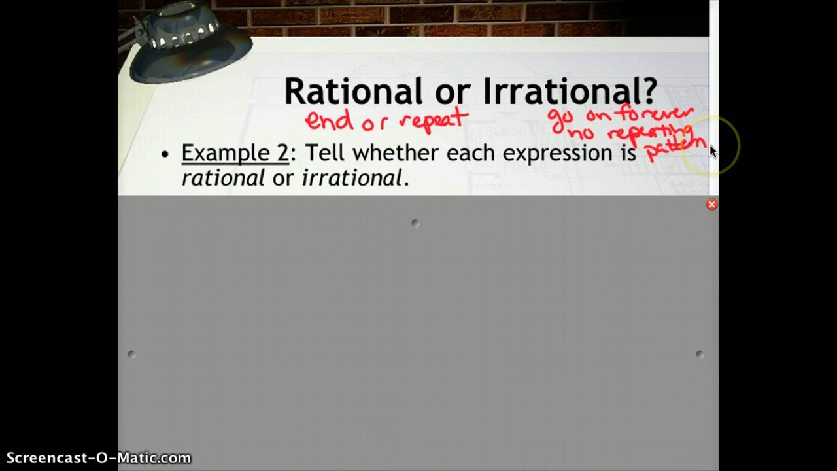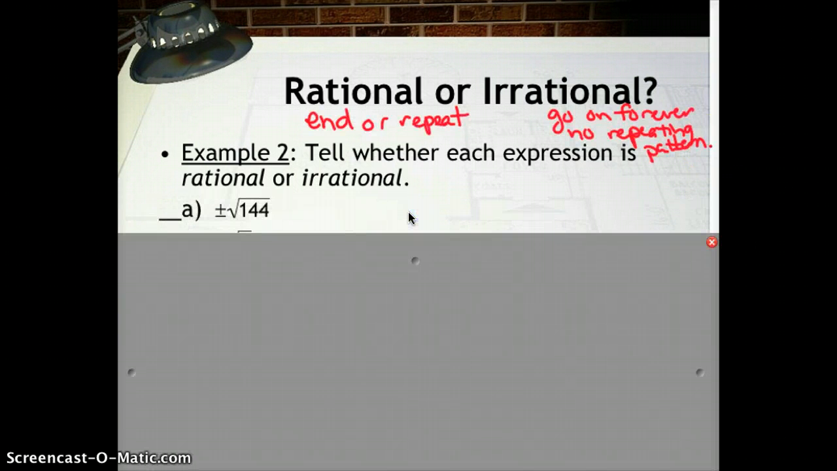Okay, so reviewing that, this one's the square root of 144, and I'm looking for the plus or minus square root of it, so I want both of the square roots. So 12 and -12 is what those are. If you look at that, that ends, so that's a rational number.